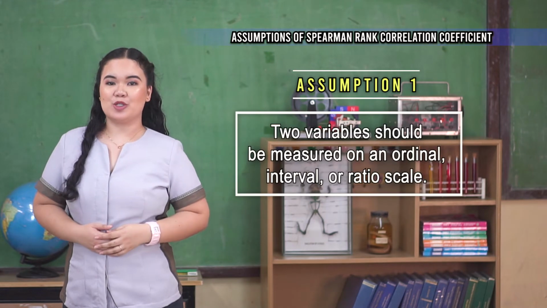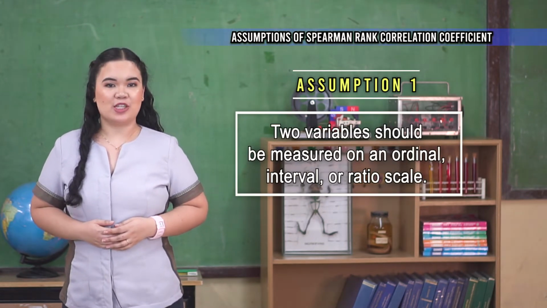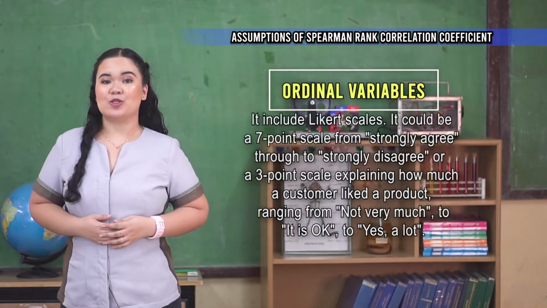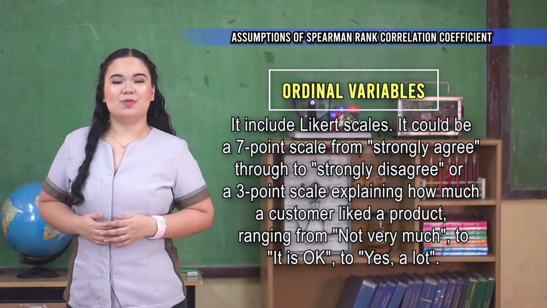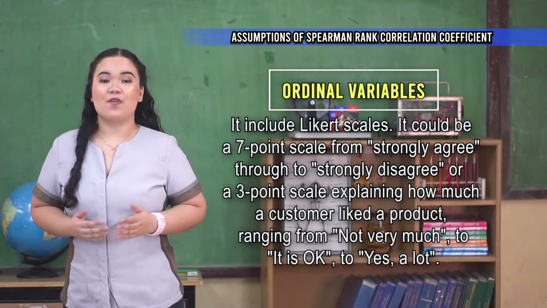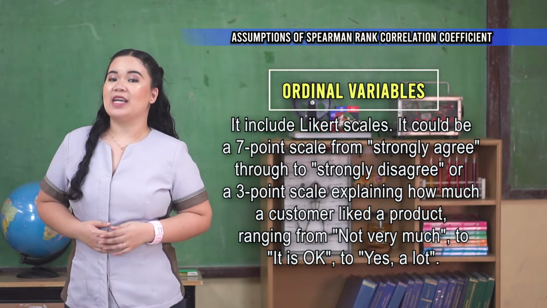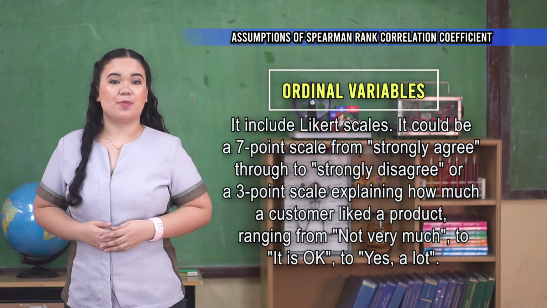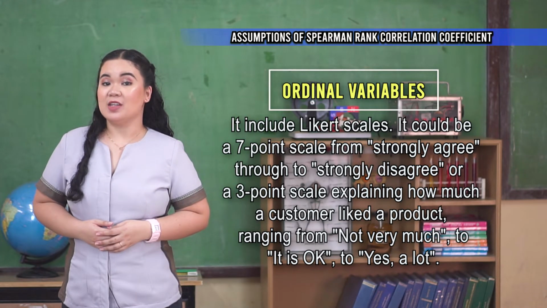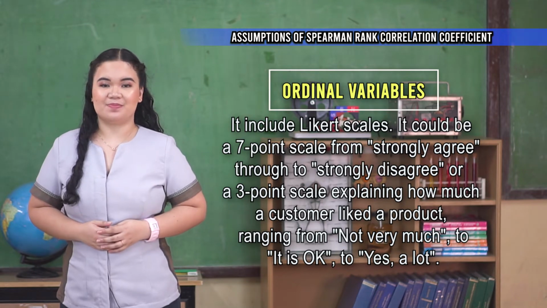Your two variables should be measured on an ordinal, interval, or ratio scale. Examples of ordinal variables include Likert scales. It could be a 7-point scale from strongly agree through to strongly disagree, or a 3-point scale explaining how much a customer liked a product, ranging from not very much, to it is okay, to yes a lot.